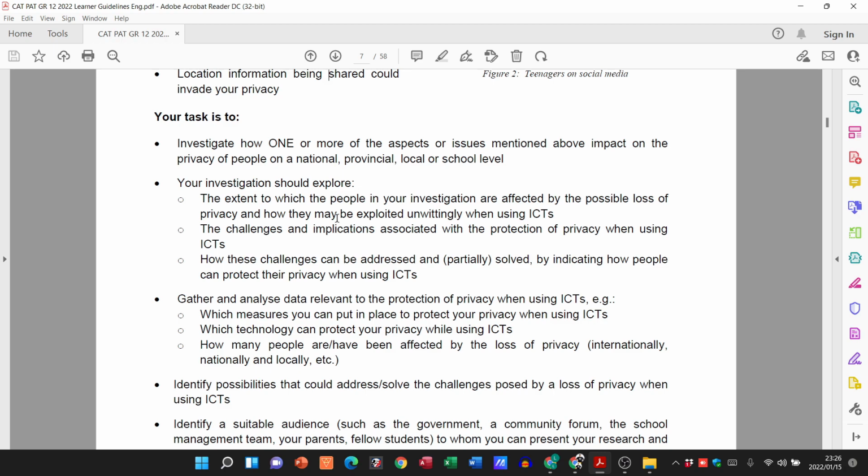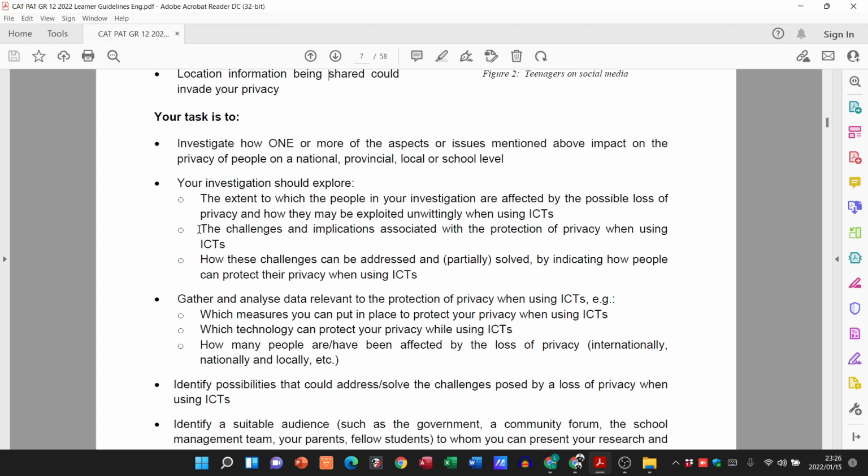Right, so then they continue. Your investigation should explore the extent to which people in your investigation are affected by the possible loss of privacy and how they may be exploited unwittingly. What does that mean? How they can take your data without you even realizing that you've given them your data. How they may be exploited unwittingly when using ICT. So like they mentioned earlier, you download an app and they tell you that in order to use the app, you need to accept all the cookies. That's being exploited because now you can't use the app until you accept it. Okay, so those are just some of the things.